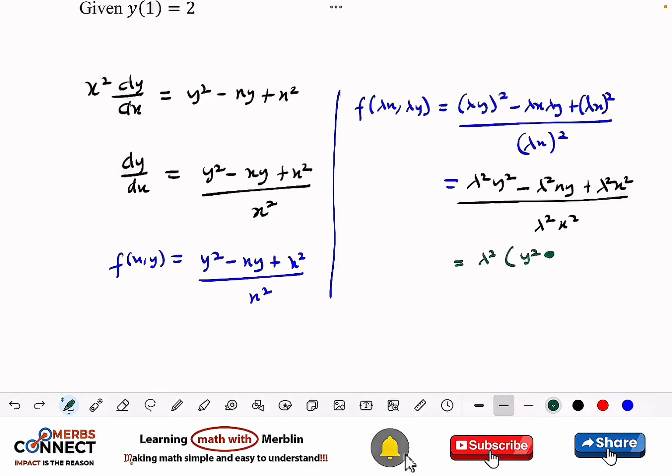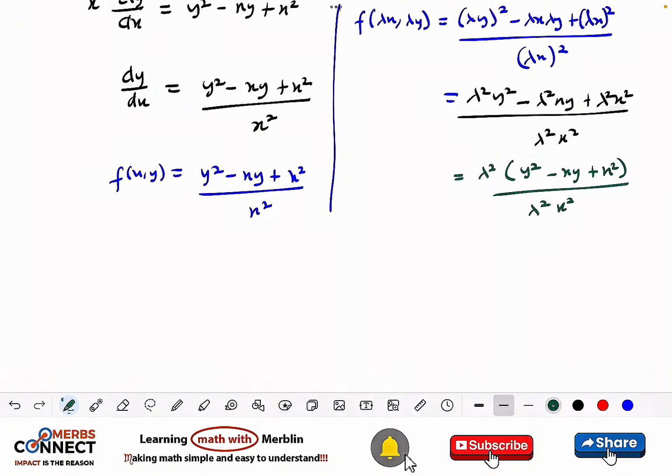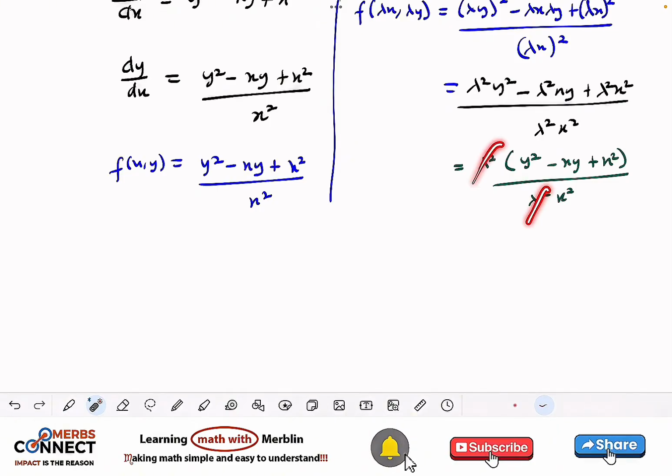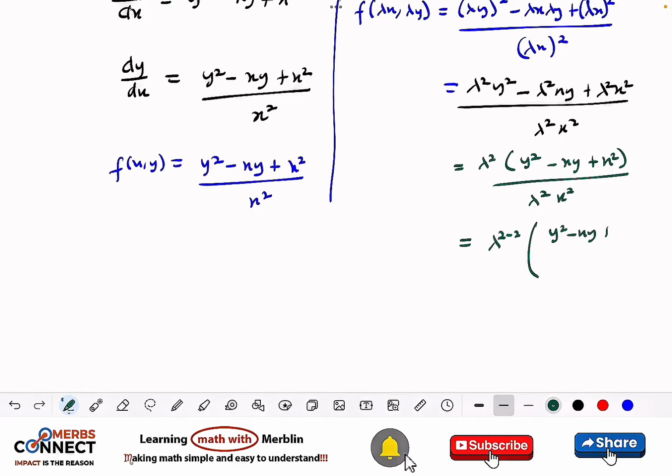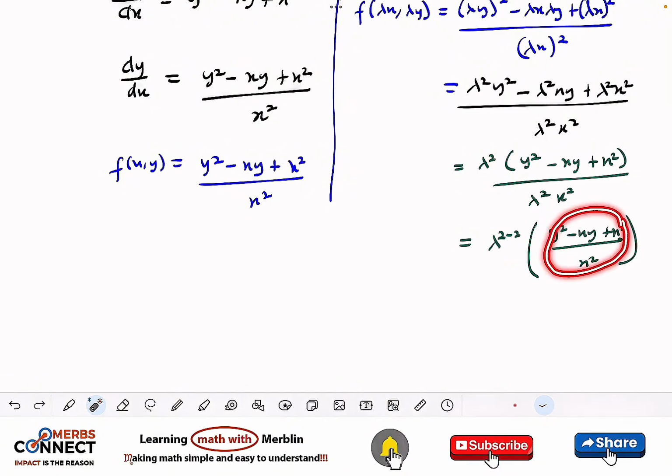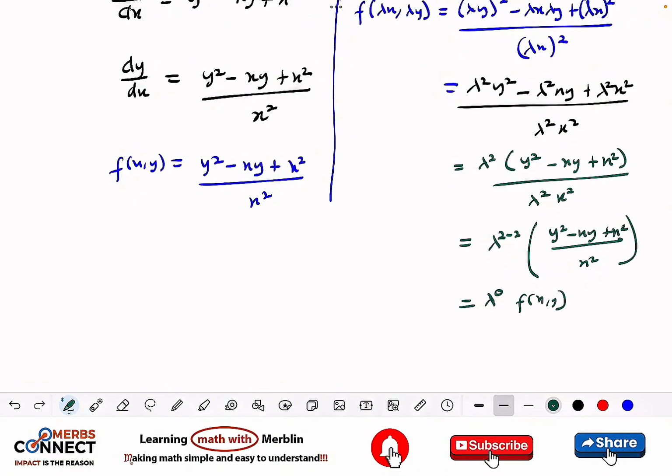So x squared, y squared minus xy plus x squared divided by lambda x squared. Then since I have lambda here, since I want a degree, I'll write it as lambda to the power of 2 minus 2, and then this is y squared minus xy plus x squared divided by x squared. Now we see that this one in the parentheses here is the same as f of xy. So we were able to multiply through by lambda, and we're able to get the function back. And the degree is 0.